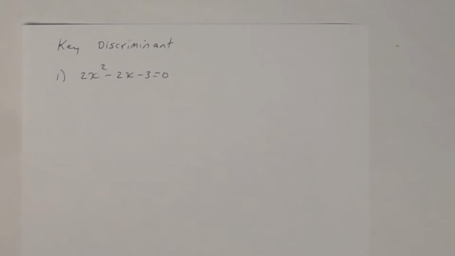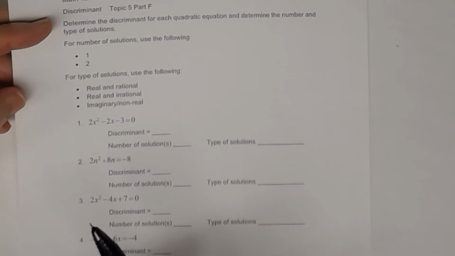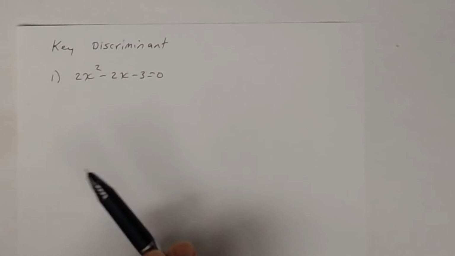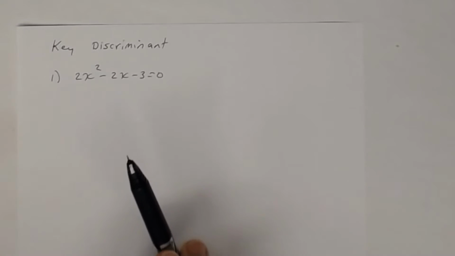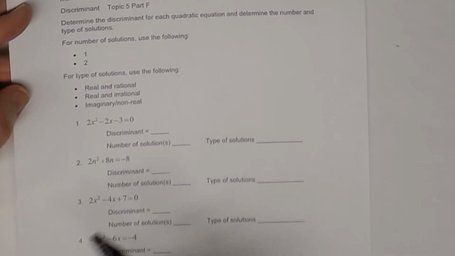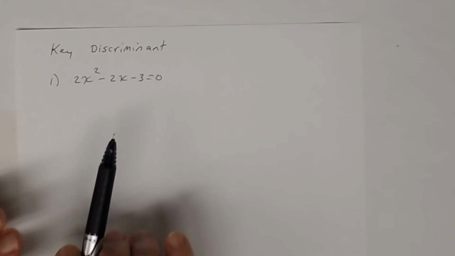Okay, so here's number one. Now, keep in mind that you're not asked to find the solutions. You're just asked to determine the discriminant and the number and type of solutions. That's all you're asked to do. So do not use the quadratic formula. If it's factorable, do not factor. Do not solve these equations. All you're asked to do is to determine the discriminant, the number of solutions, and the type of solutions. That's it.